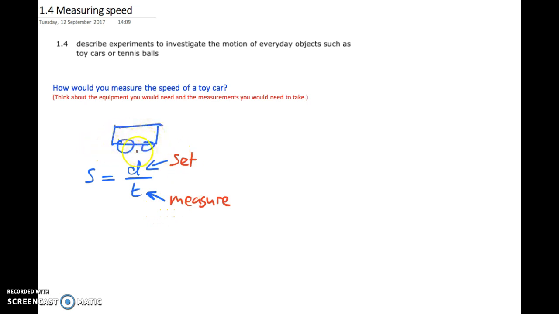So in my setup here with my toy car, we could have, for example, a distance measured out on the floor of 1 meter, and we then time. So we need a stopwatch to time how long it takes to cover this particular distance.